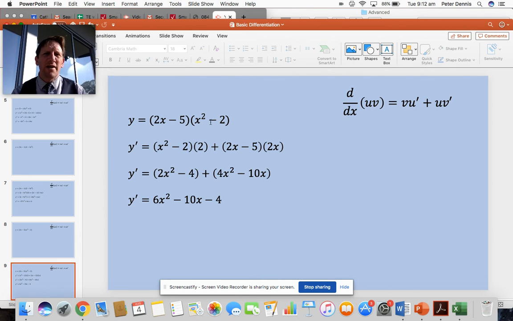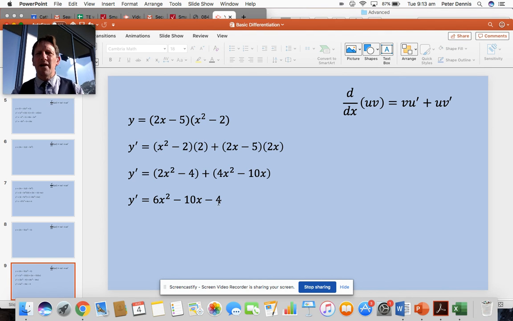y dash equals the second bracket multiplied by the derivative of the first plus the first bracket multiplied by the derivative of the second. And again, then it's just a matter of multiplying out. This is 2x squared minus 4 plus 4x squared minus 10x. There's a plus in the middle, so this is fairly easy. 2x squared plus 4x squared is 6x squared. You've got your minus 10x and minus 4.